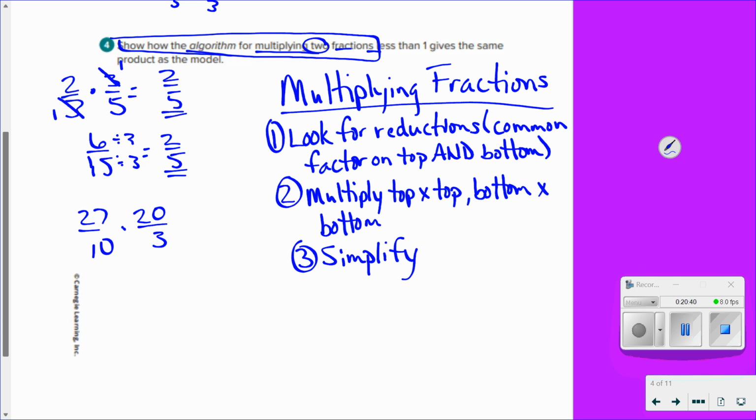What's 10 divided by 10? What's 20 divided by 10? 2. What's 3 divided by 3? 1. What's 9 divided by 3? 27 divided by, I'm sorry, 27 divided by 3. I gave you the answer. 9. What's 9 times 2? 18. 1 times 1?